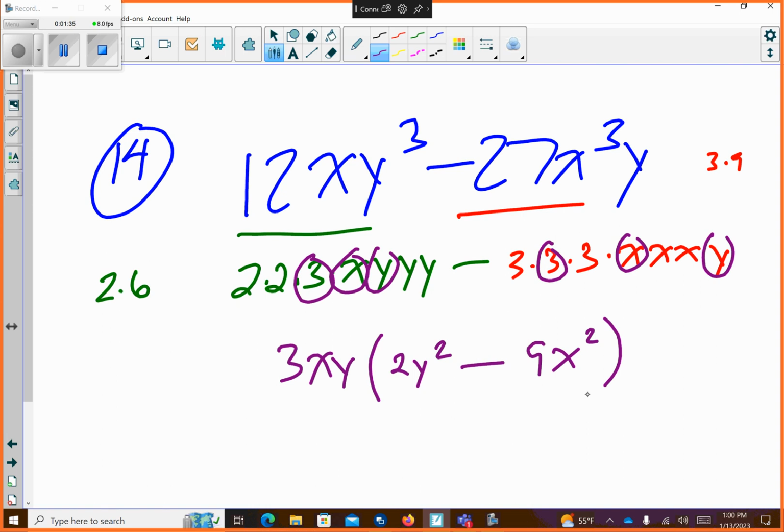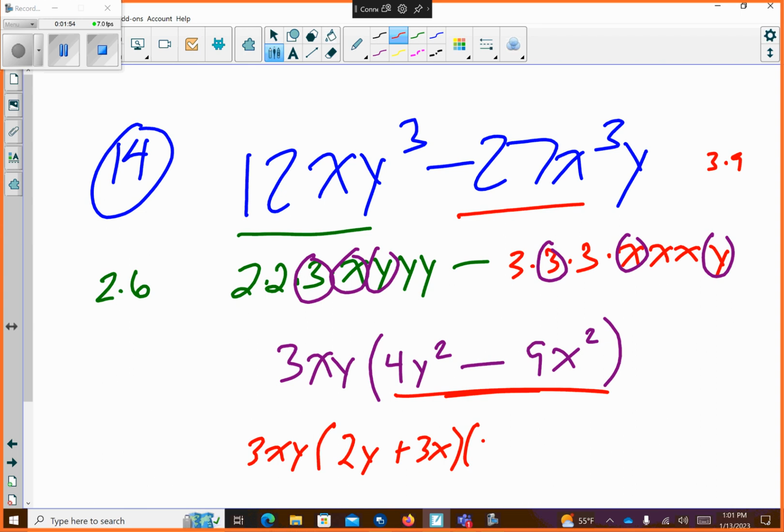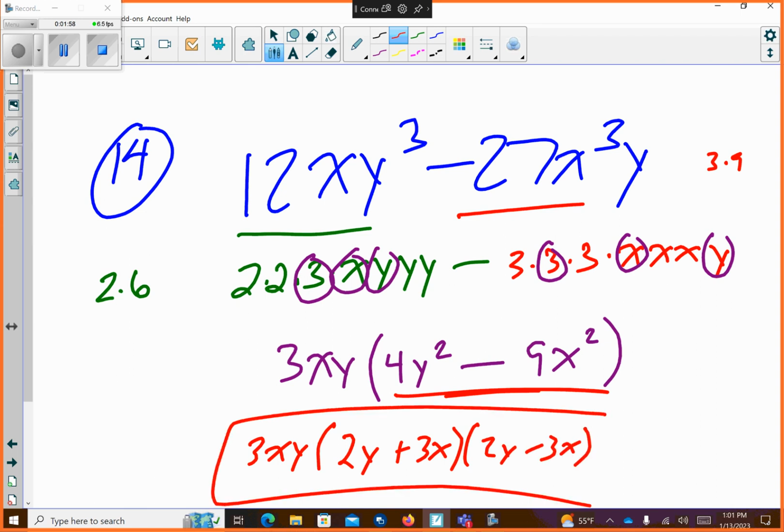Perfect. That 2 should be a 4. This is a 4? Yeah. That makes a difference, because then it's a perfect square. Now hopefully you could recognize this is a difference of 2 squares. I probably wouldn't give you one like this on the test, but you'd get 2y plus 3x and 2y minus 3x. But that's not one that you would see on a quiz.